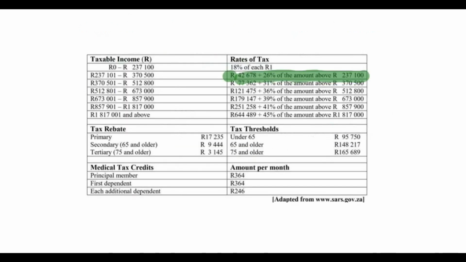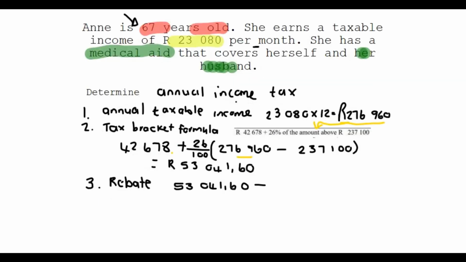I go to my table. Primary, okay, no, 67, yeah. So, Anne falls in the second category, which means I have to subtract the first rebate, the primary, and the secondary rebate. Now, remember these numbers, 17,000, 9,000. So I'm going to subtract the primary rebate and the secondary rebate. Okay. Why? Because she falls in the second category, her age.